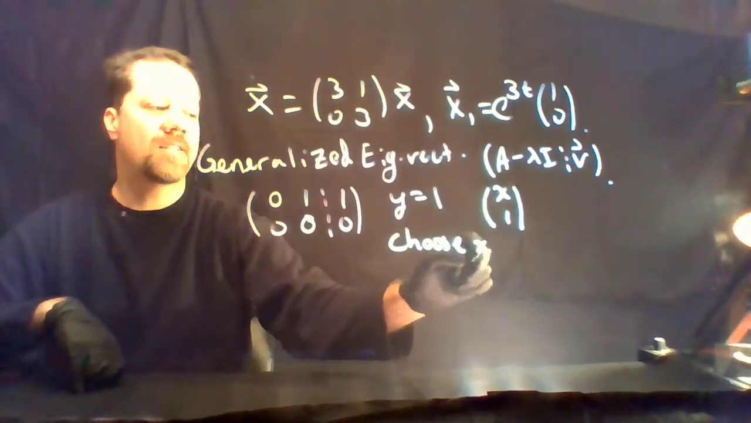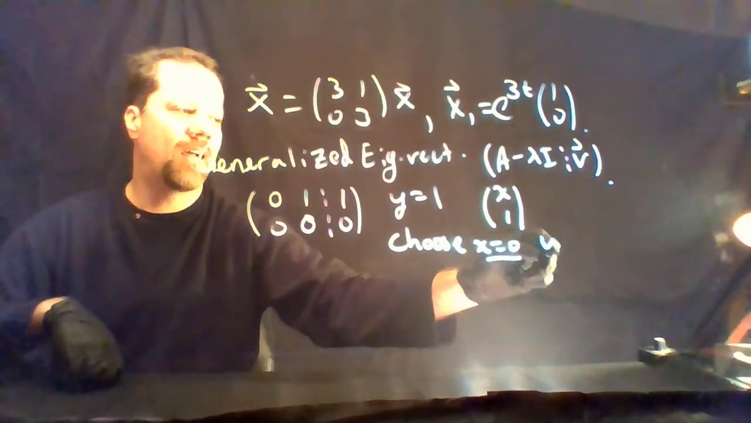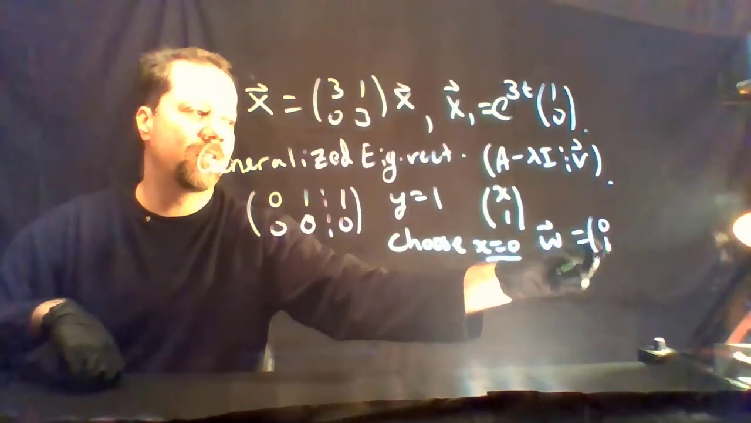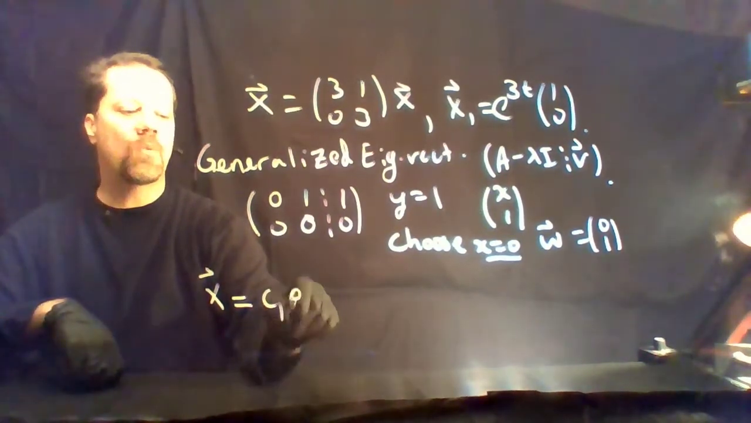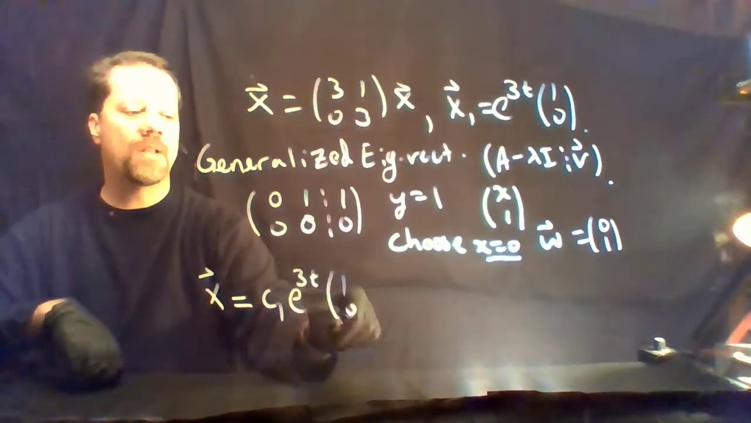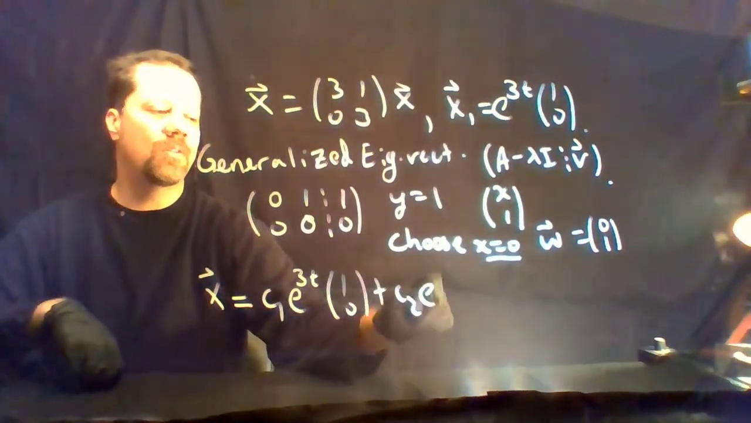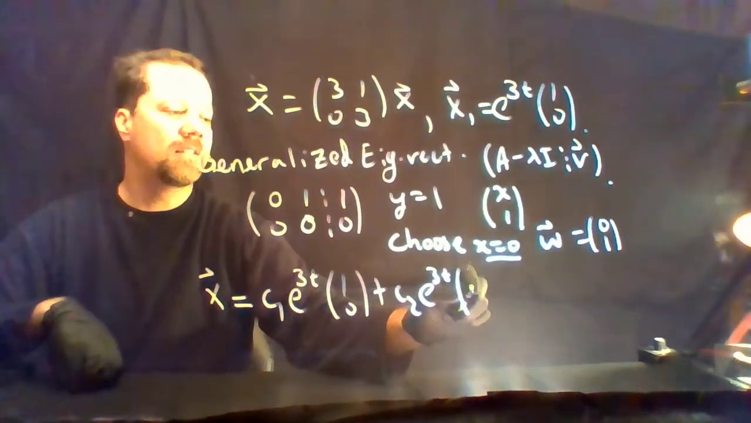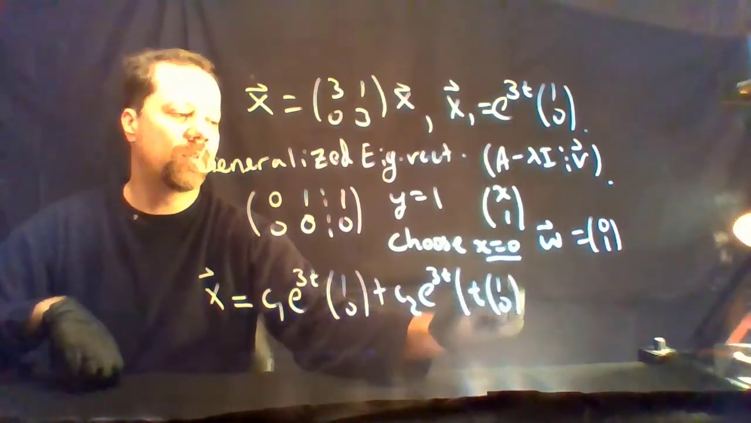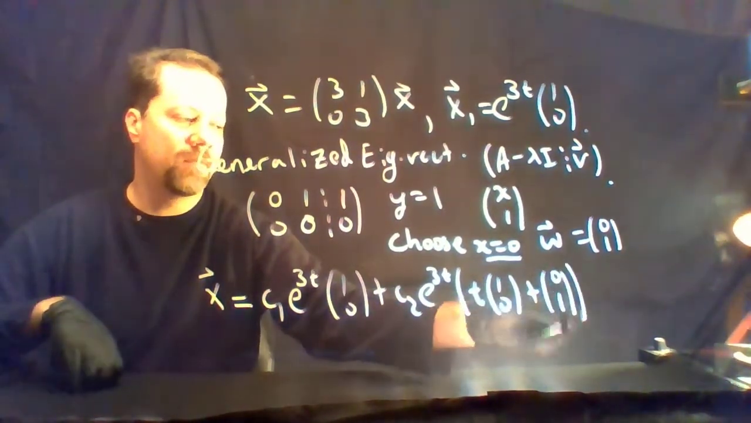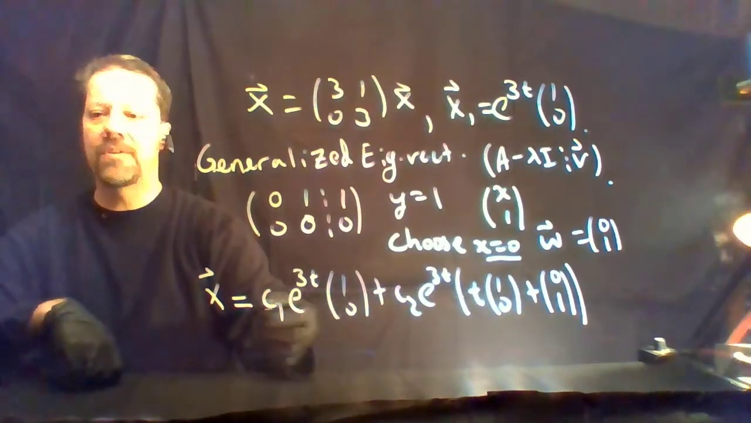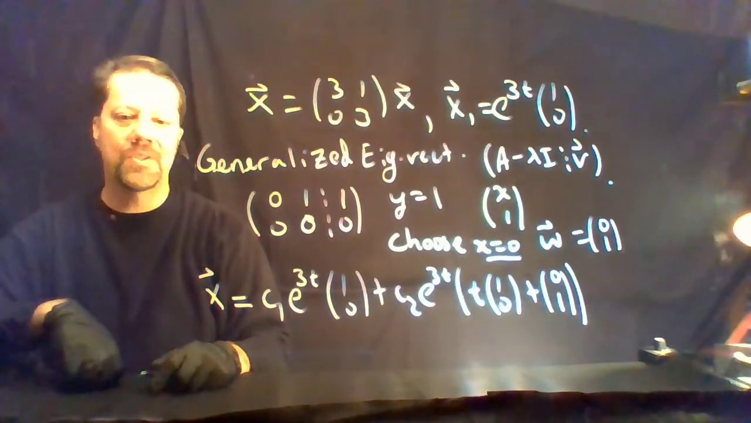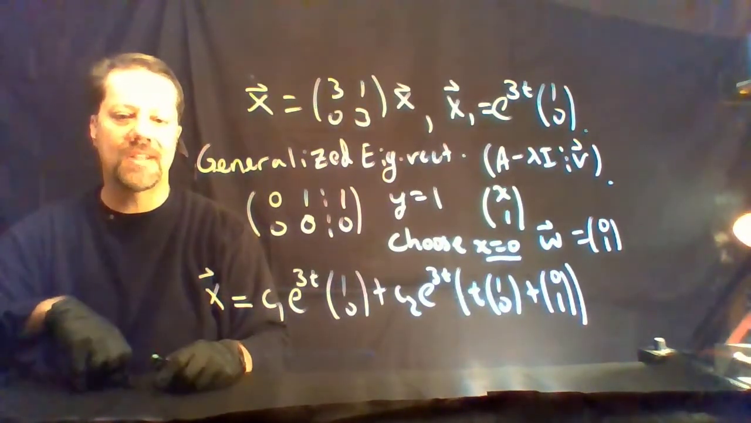Let's choose x equal to 0, so that our generalized eigenvector is the vector (0, 1). It follows then that the general solution is c1 e^(3t) times (1, 0) plus c2 e^(3t) times [t times (1, 0) plus (0, 1)]. Using a different value of x only contributes something to the other linearly dependent solution and doesn't change the entire solution set at all. Let's look at another example.